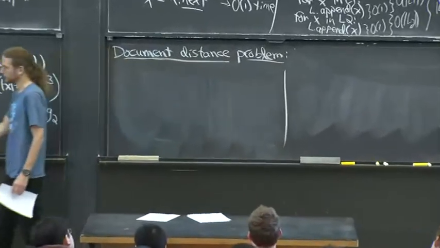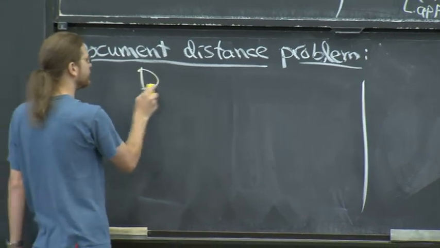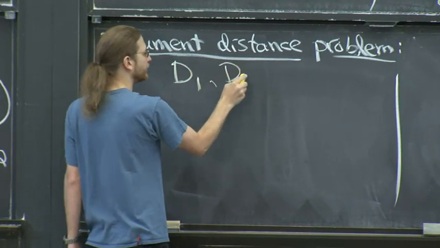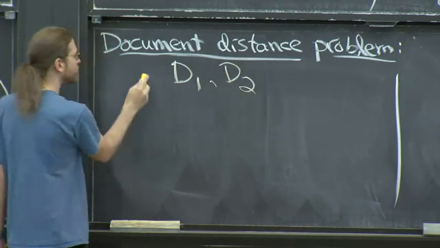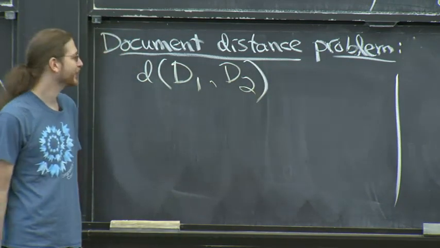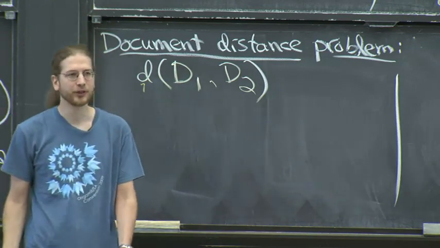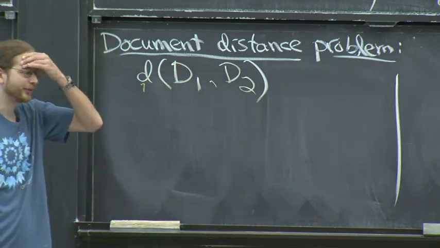So, the document distance problem is: I give you two documents, I'll call them D1 and D2, and I want to compute the distance between them. And the first question is, what does that mean? What is this distance function? OK, let me first tell you some motivations for computing document distance.